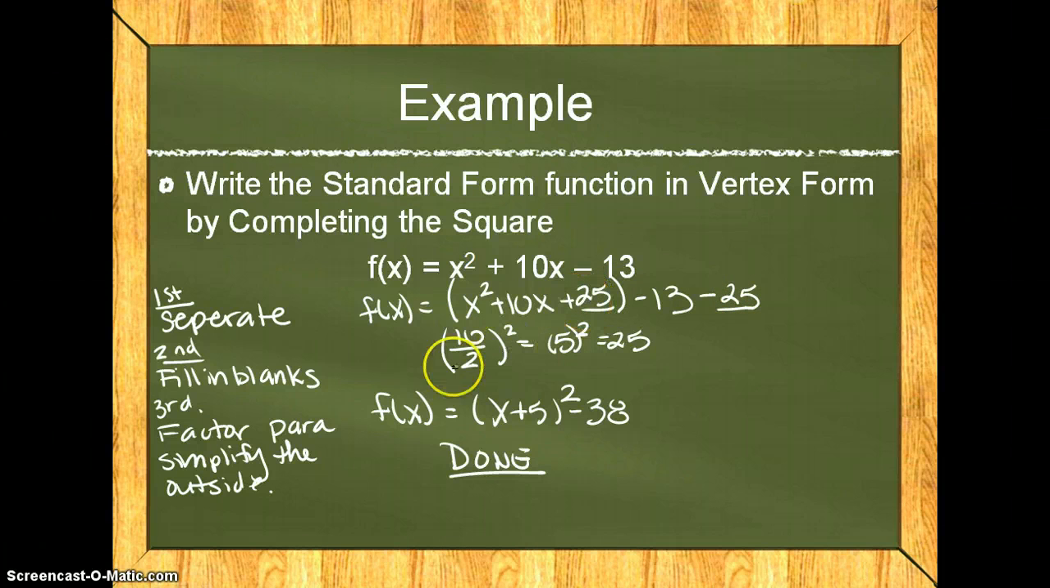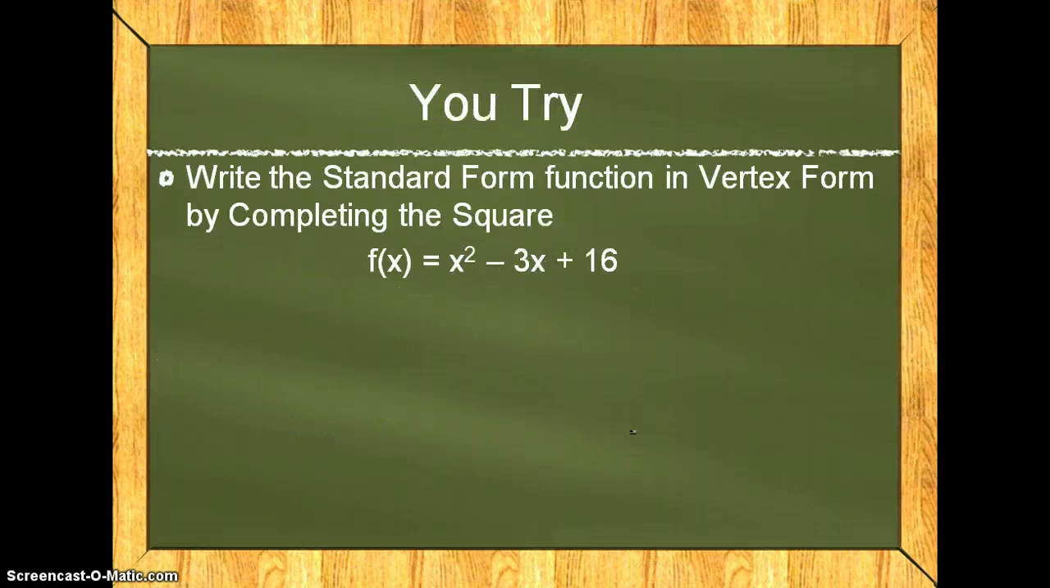From there, you complete your squares. Okay, so we got 25 in this case. Then from there, you simplify and you're done. And that would be the end of how to do vertex form by completing the square.